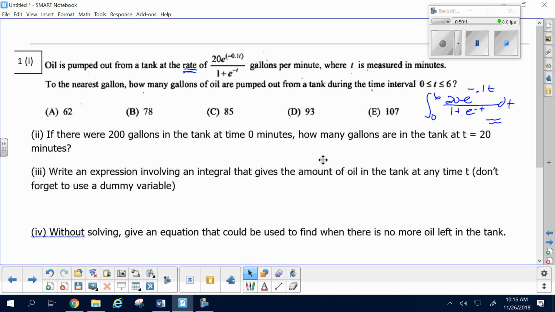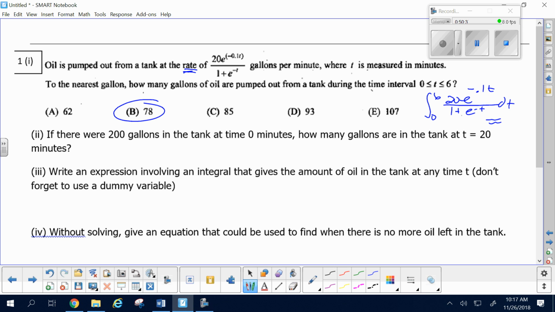You have about 4 minutes. We can get through number 1 together, and then number 2 will go well. So did you get the integral put in? Okay, good deal. We're going to need to come back to that. What'd you get for your answer to the nearest gallon? 78. It was 77 point something. It is 78. All right.